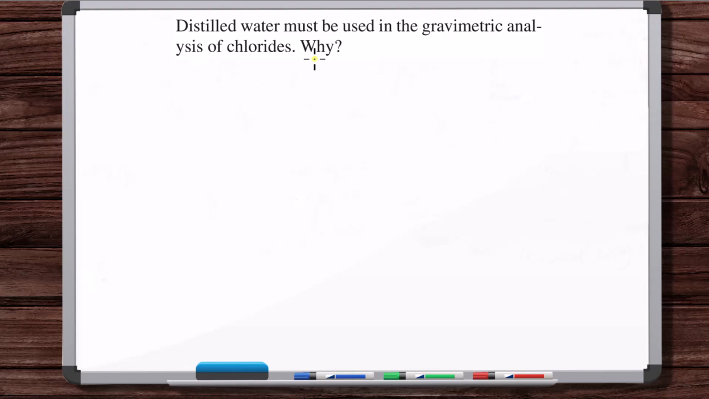But I think what they're really trying to refer to here with this question is that non-distilled water is going to contain dissolved chlorides. And therefore, if you're doing a gravimetric analysis involving chlorides, you're going to have to use distilled water. But it could be the case for some other gravimetric analysis that you could get away with using non-distilled water because the dissolved ions in the non-distilled water could be spectator ions for that particular gravimetric analysis.